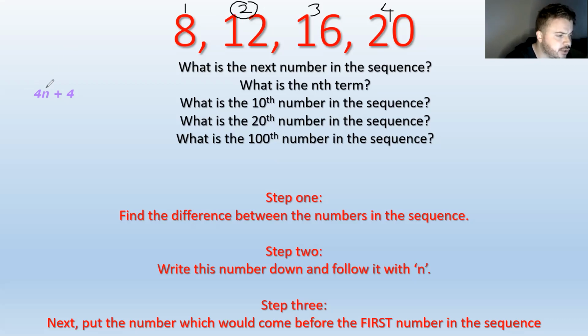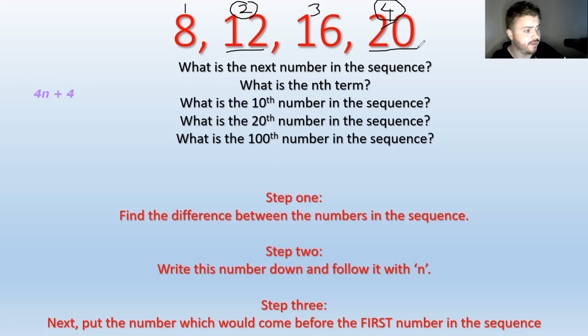We've got 4 2s plus 4, or 4 times 2 plus 4. What is the answer to that? 4 times 2 plus 4. 4 times 2 is 8, plus 4 is 12. And look, they correspond. Let's look at number 4. Let's replace n with 4. So 4 4s plus 4, or 4 times 4 plus 4. 4 times 4, 4, 8, 12, 16. 16 plus 4 is 20. So they correspond. So I know that the nth term is correct.